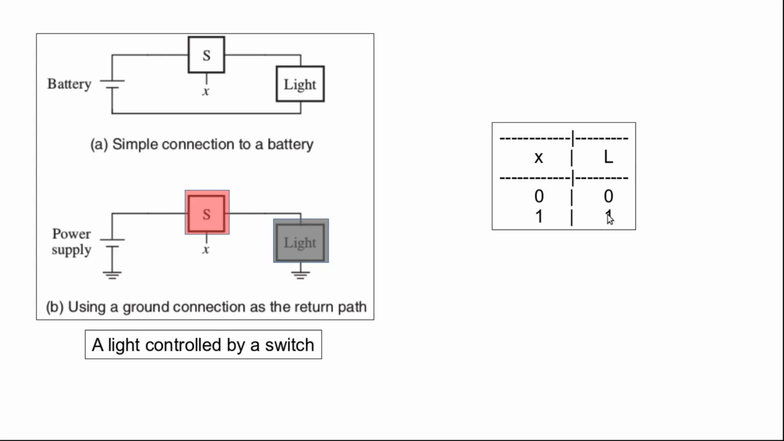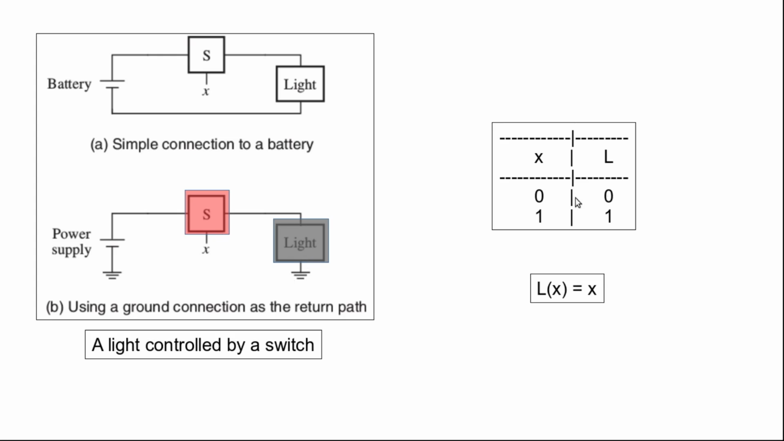Now the other case is when the switch is off. If the switch is off, there will be no flow of current, and hence the light will also be off. The fact that the switch is off is signified by the value x equal to 0, and when x is equal to 0, the light is off, which means L is also equal to 0. So this is the truth table for this circuit.